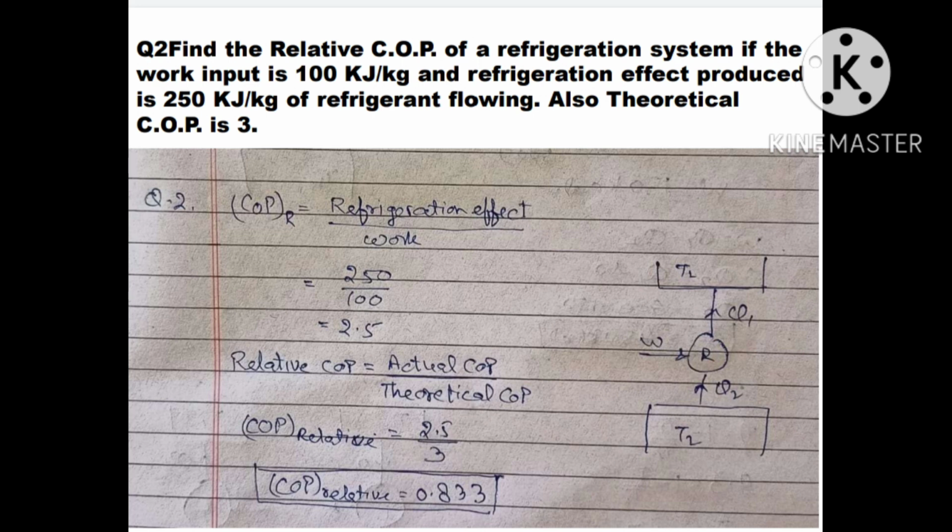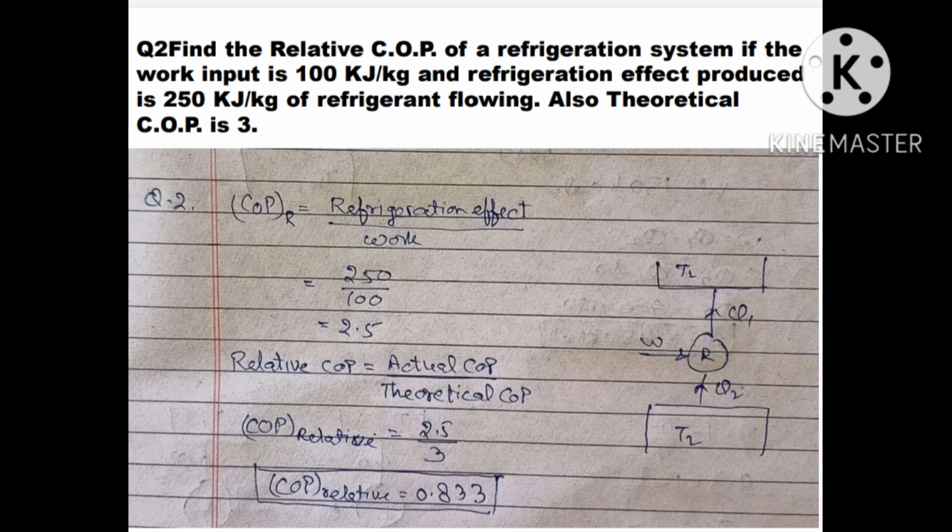Now let's see the question number 2. Find the relative COP of a refrigeration system if the work input is 100 kilojoule per kg and refrigeration effect produced is 250 kilojoule per kg of refrigerant flowing. Also theoretical COP is 3. So we have to find out the relative COP. Now relative COP is given as the actual COP to the theoretical COP. Here theoretical COP is given as 3, so we will have to calculate the value of actual COP.